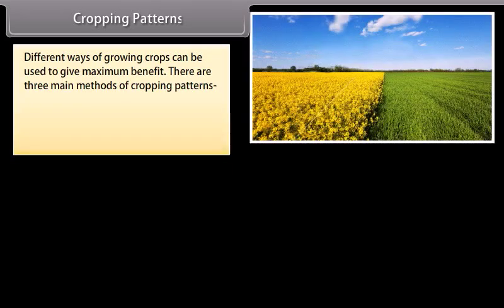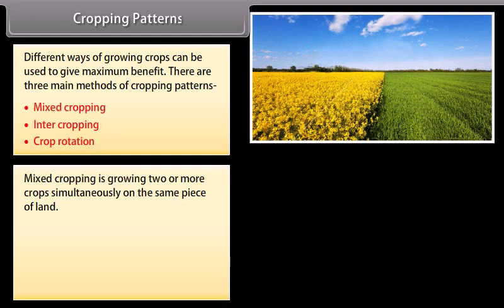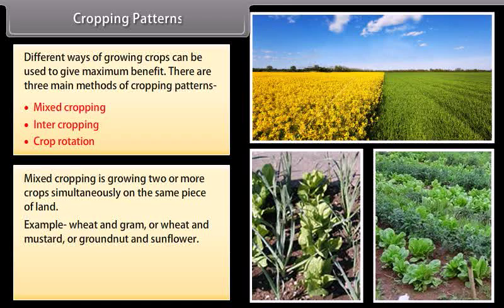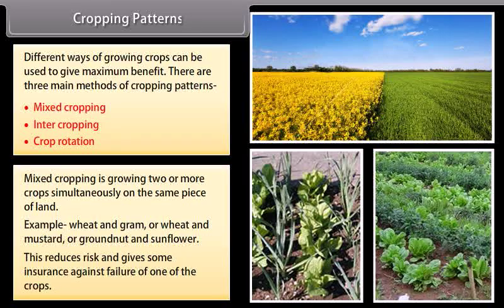Cropping patterns. Different ways of growing crops can be used to give maximum benefit. There are 3 main methods of cropping patterns: mixed cropping, intercropping, and crop rotation. Mixed cropping is growing 2 or more crops simultaneously on the same piece of land. Example, wheat and gram, or wheat and mustard, or groundnut and sunflower. This reduces risk and gives some insurance against failure of one of the crops.